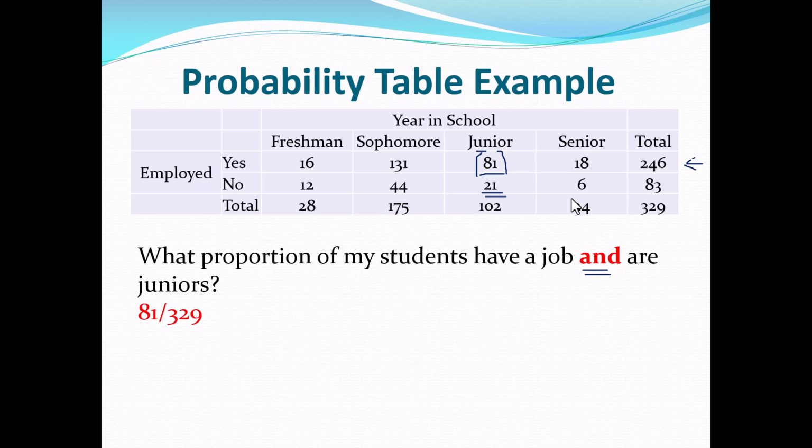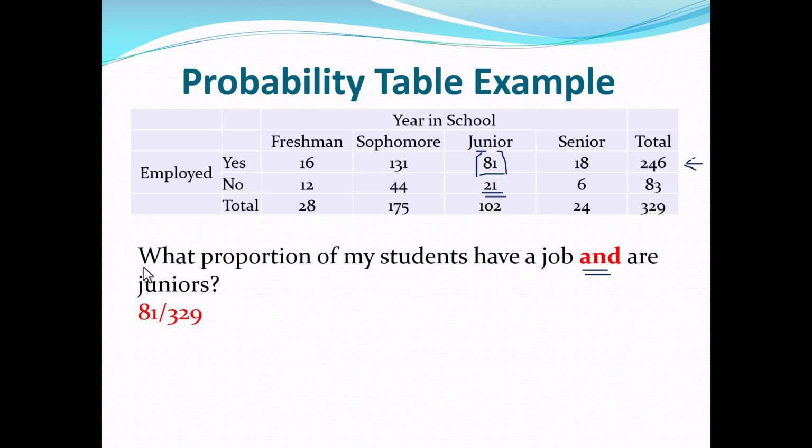So far we've looked at some ORs, we've looked at some ANDs. I'm considering in each of these questions all 329 of my students. Another way of saying that, going back to the prior discussion, is that I'm considering the entire sample space, in the OR questions and the AND questions, considering all 329.